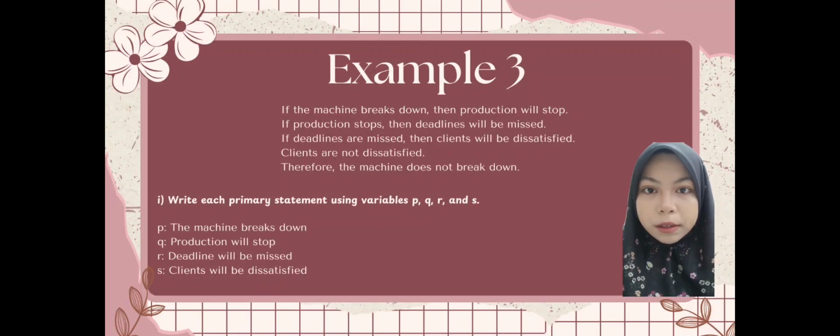Example 3. Given the following premises: if the machine breaks down, then production will stop. If production stops, then deadline will be missed. If deadline is missed, then client will be dissatisfied. Client is not dissatisfied, therefore the machine does not break down. 1. Write each primary statement using variables P, Q, R, and S. For P, the machine breaks down. Q, production will stop. R, deadline will be missed. S, client will be dissatisfied.